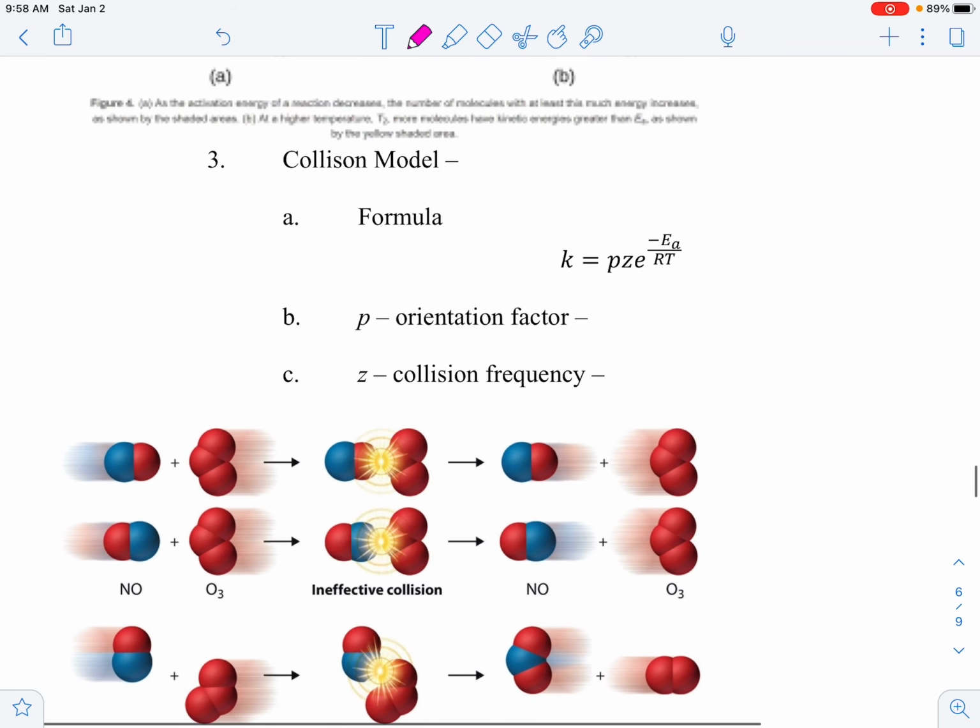Our collision model talks about our frequency of collisions. That calculation, again, we do not have to know how to do, but we take it into a little account. So instead of A here, we have P and Z. The two things that go into the A are our P and our Z. P is our orientation factor. Orientation factor talks about, are they lined up? And that's what the picture below shows.